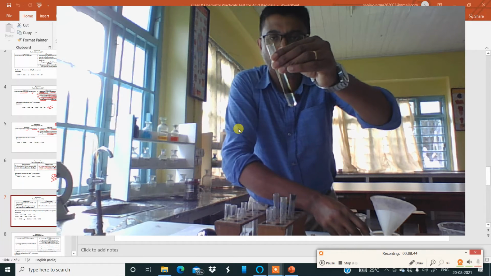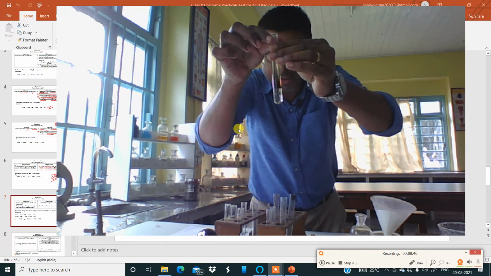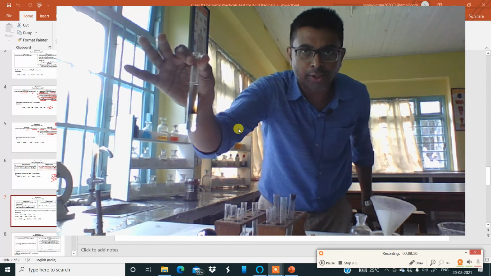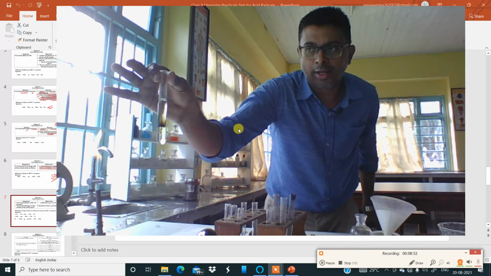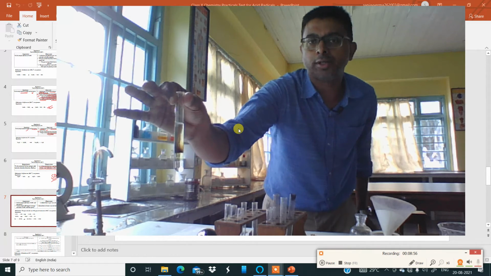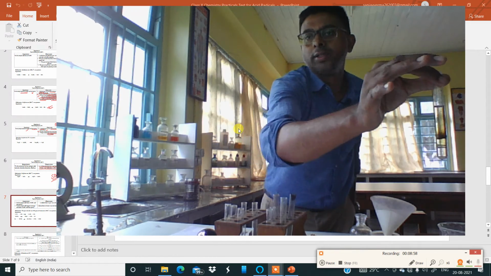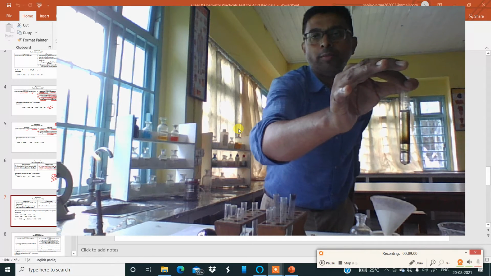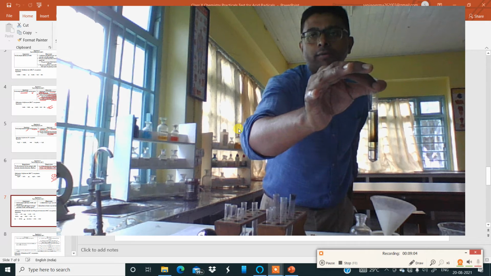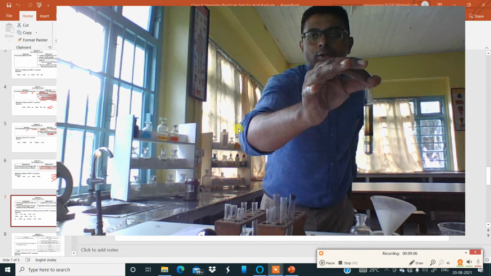I have added concentrated sulfuric acid. I think you can see between the two liquids there is a junction. There is a brown ring. It is a very good observation. I think you can see this side. A brown ring is formed between the two liquids. So this confirms the presence of nitrate ion in the given sample solution.